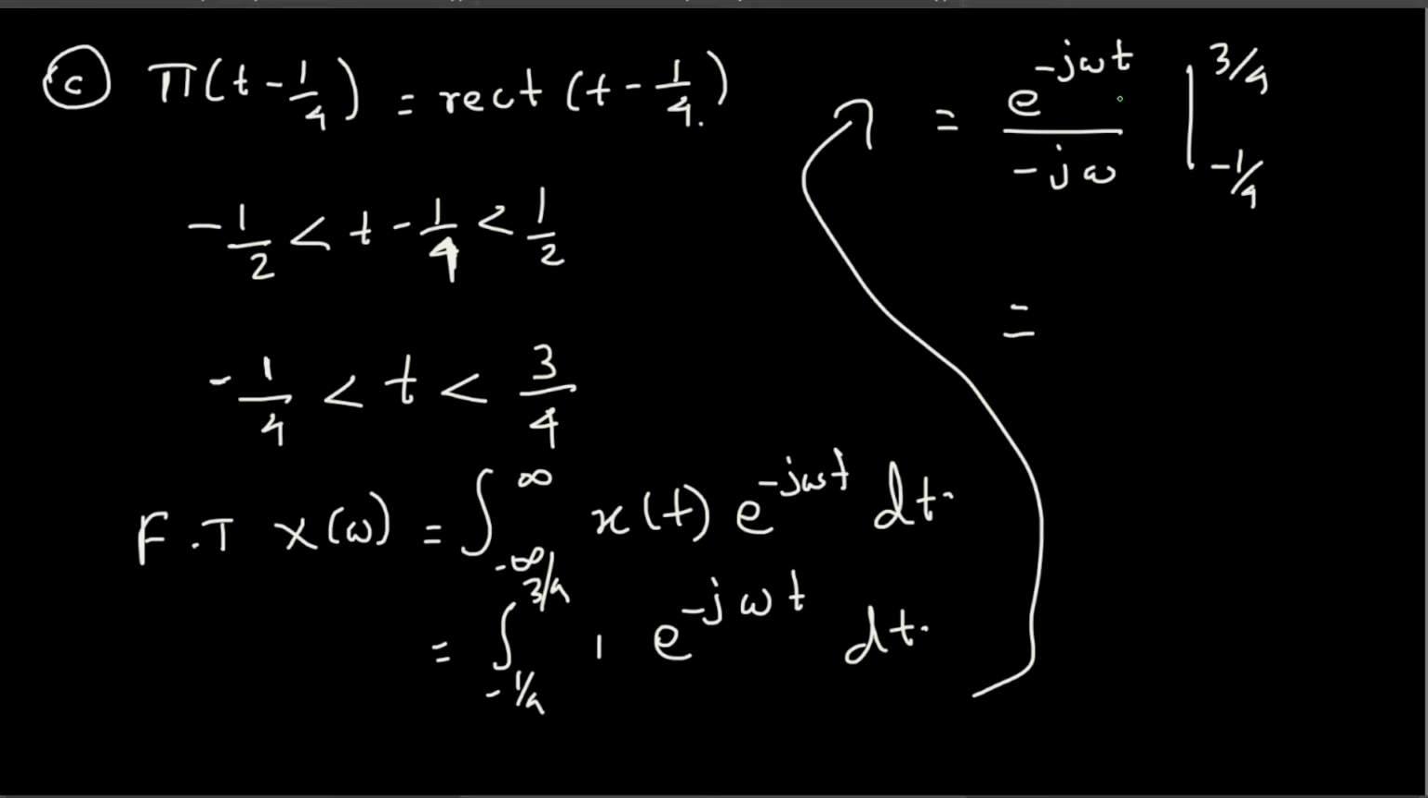Finally we just plug in the values for t. This is going to be e to the power minus j omega times 3 over 4, minus, with the same denominator for both so we can keep it as it is, e to the power minus minus becomes plus, so j omega over 4, all divided by minus j omega. That's our final answer for the C part.